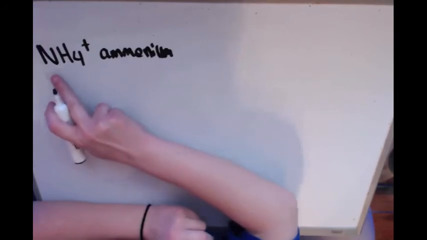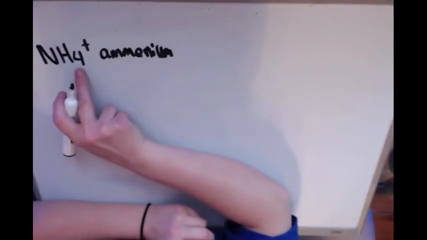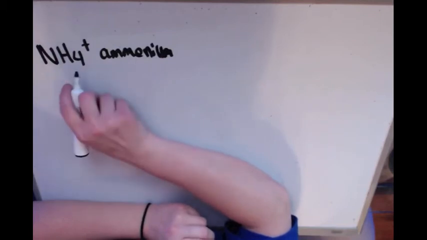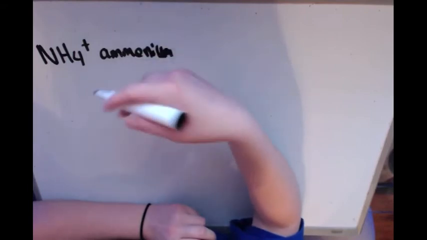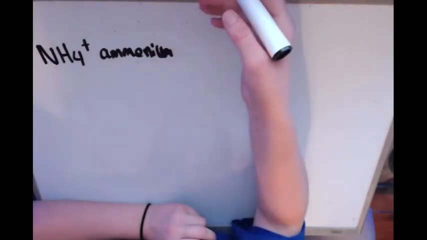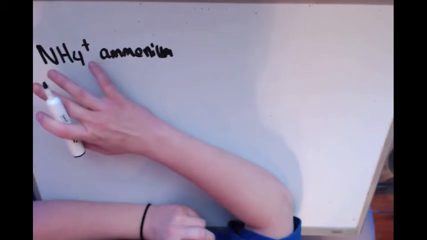It has the atom symbols N for nitrogen, and there are 4 H's. That 4 is a subscript. That plus is a superscript. So there's a difference between sub and superscripts. Sub denotes how many atoms you have, and superscripts denote the charge of an ion. So it has a +1 charge.